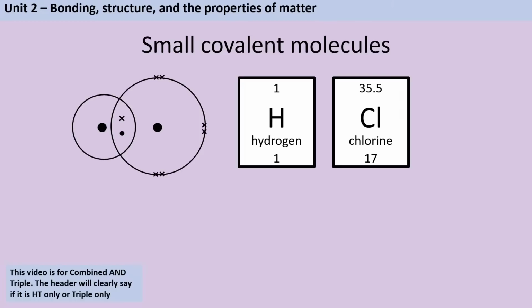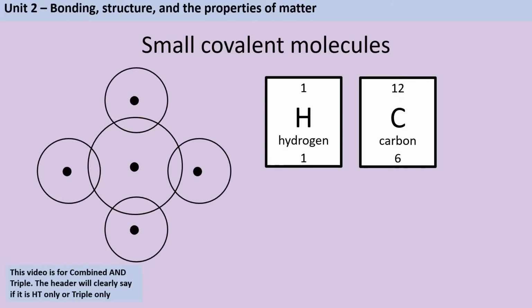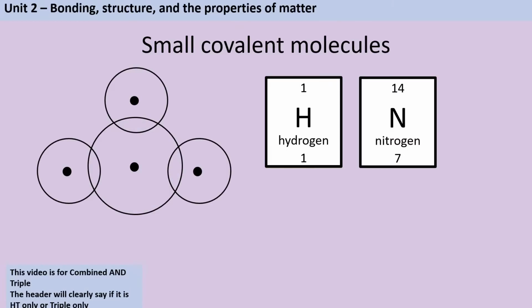The hydrogen, we don't need to add any more because hydrogen's only got 1 shell, so it can only fit 2 electrons in. So it's already got as many electrons as it can take. Then methane, dot and cross, dot and cross, dot and cross, dot and cross. If you count them up, then the carbon in the middle now has 8 electrons, so that's fine.